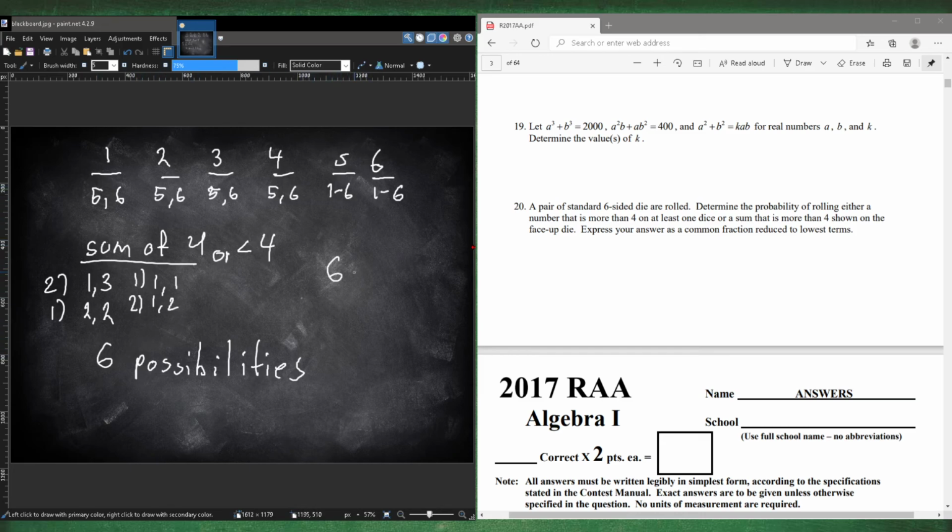Well, there's 6 on the first die and 6 on the next die, so that's 36. So if 6 don't work, then 36 minus 6 are the ones that work, so that's 30. So 30 out of 36 will be our probability, which is 5/6. And that is our answer for number 20. So the probability for the first one doesn't even matter because it's already accounted for by the sum of 4.